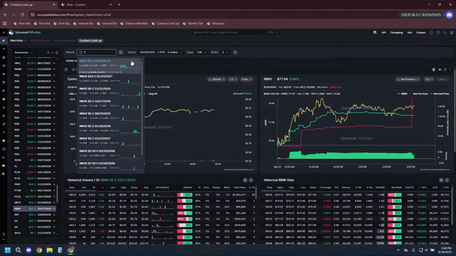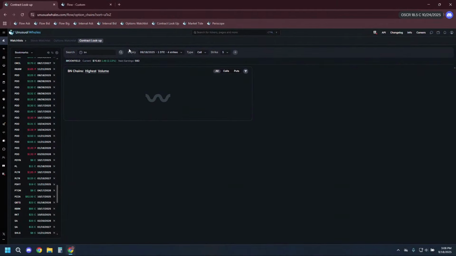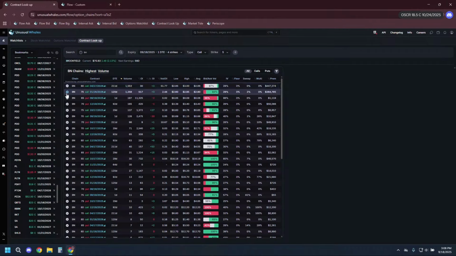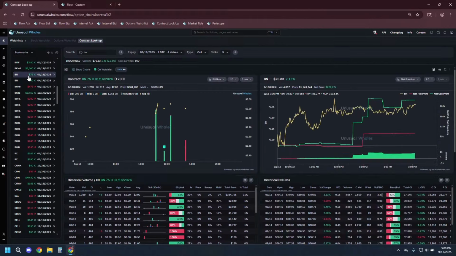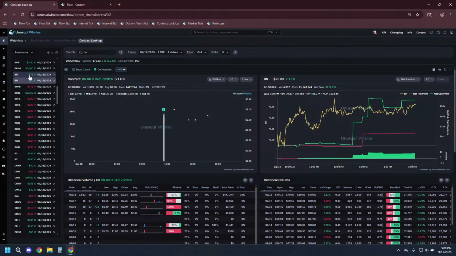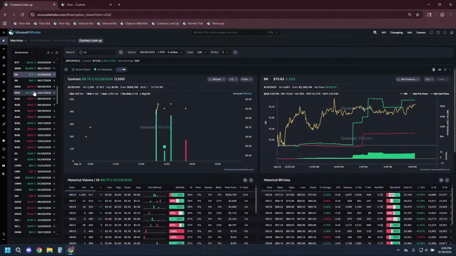Moving on, we got the BN January 75 strike calls right here. Similar-ish volume on these, so I guess we'll just take a look at those while we're here. Did they take place at the same time? No. All right, so I guess we'll just ignore that one. So let's just look at this one right here.